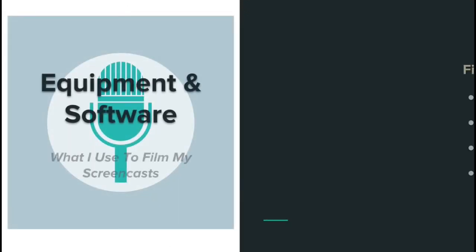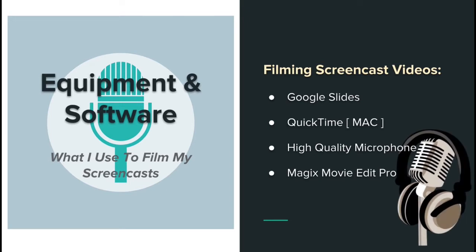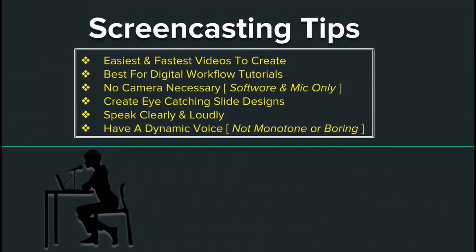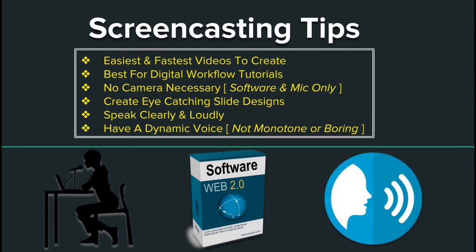In order to create my screencast videos, I start by creating my presentations using Google Slides. This is where I design my slides and make them as eye-catching as possible. I accomplish this by adding several elements, such as slide animations, transitions, and even images from sites like Pixabay or Pexels. After I design my slides, I will then add my script or talking points to the slide notes. Once this is complete, I am now ready to film my slides.